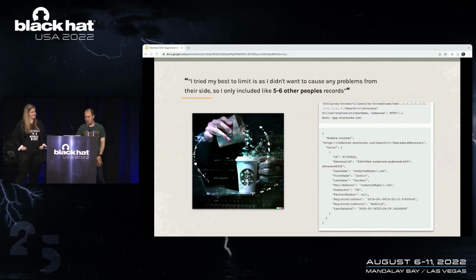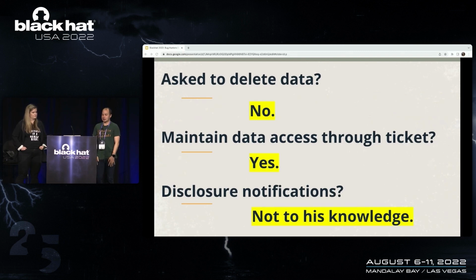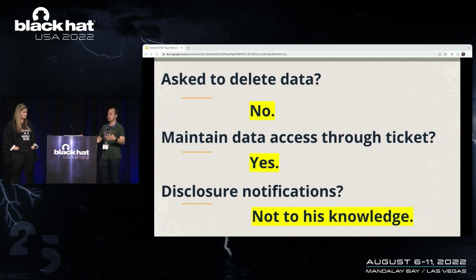But I asked him, did you delete your copy of the data, or were you asked to delete your copy of the data? And he said, no. I said, if you log into the ticket today, does it still have the unredacted data from the 5 or 6 that you tested with? He said, yes. And I said, were there ever disclosure notifications that went out to the people that were impacted? And he said, not to his knowledge, other than the write-up that he did on his blog.